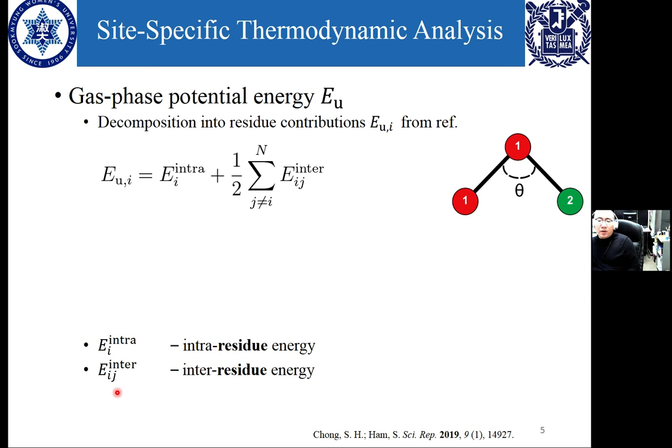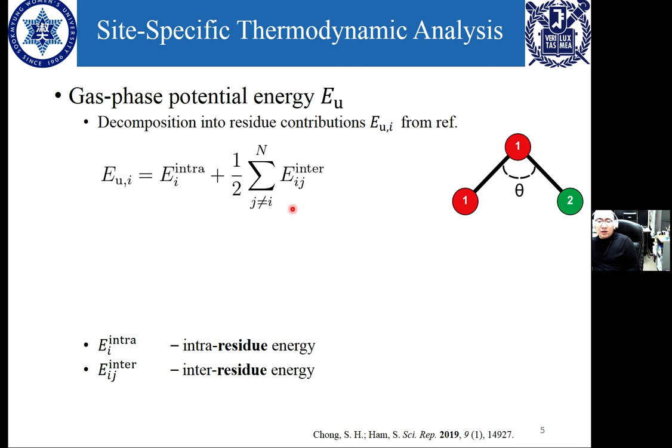In the theoretical part, we start by obtaining the gas phase potential energy E sub u, using the molecular mechanics force field. Its decomposition into residue contributions is carried out using the equation as shown. Here we have intra-residue energy and inter-residue energy. The inter-residue energy is the interaction energy between ith and jth residue. We assign half of this interaction energy to residue i and the remaining half to residue j.